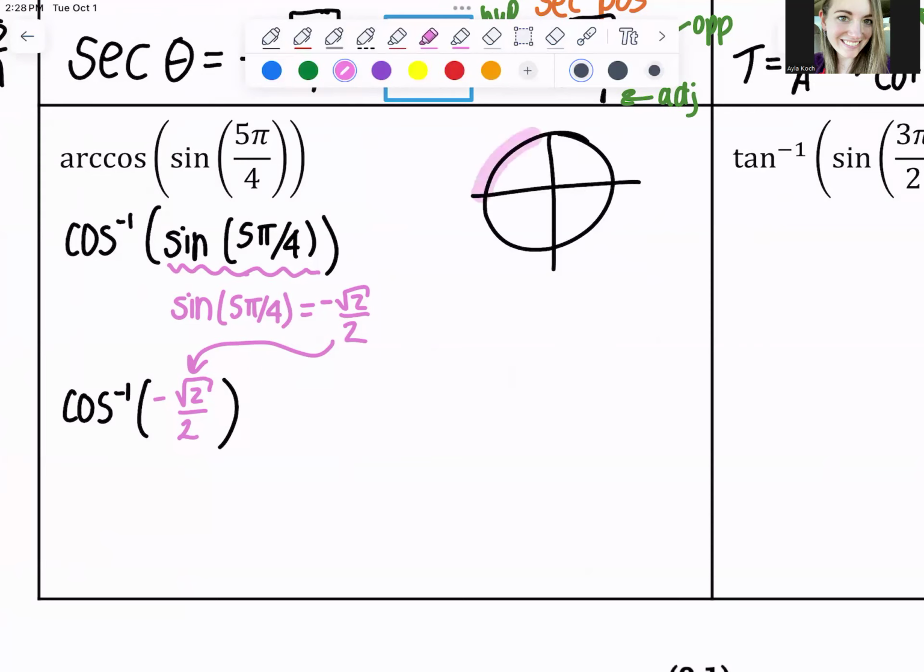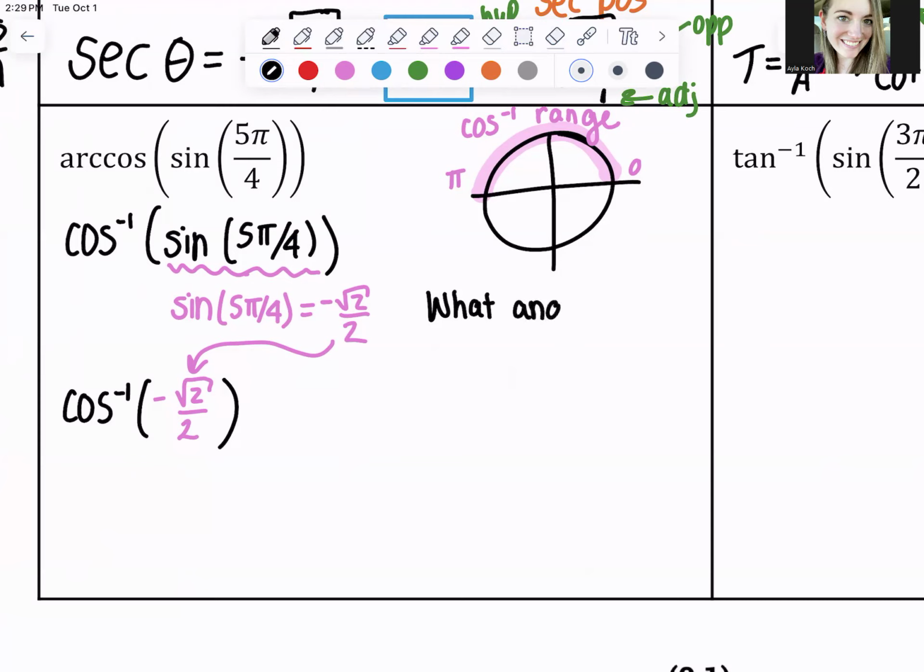Cosine inverse's range is from 0 to pi. If my dog starts barking, I am sorry. He just heard a noise. He knows better. So between 0 and pi, where is the x value? Negative square root 2 over 2. And honestly, you can't write this enough. Write these things down. Write exactly what it is that you're finding down so that when you look back at your own notes, you're able to see and make these connections.